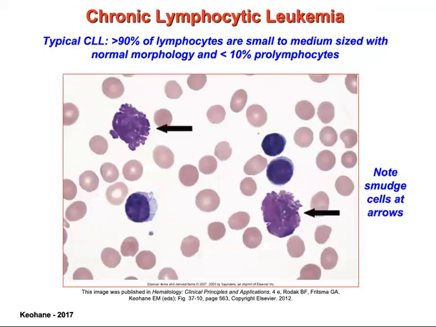There are two forms: typical CLL and atypical CLL. In typical CLL, there are usually more than 90% lymphocytes that look very small, small to medium, but they have normal morphology. They have the coarse chromatin pattern and very scant cytoplasm. In a CLL, you may see less than 10% pro-lymphocytes present, and that's fine. Pro-lymphocytes, we haven't really looked at them.